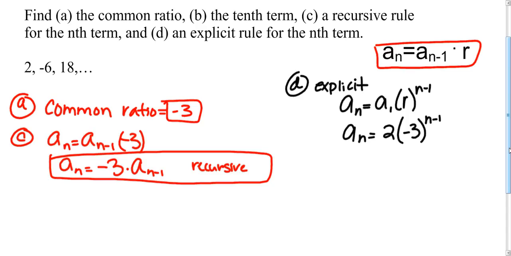Some people want to simplify that and make that be negative 6 to the n minus 1. You can't do that because you have to do your exponents first, and you don't have a number that you're plugging in for n right now. So don't simplify this to make this be negative 6. This is your explicit formula.